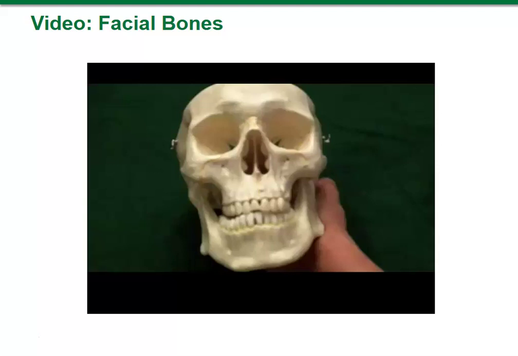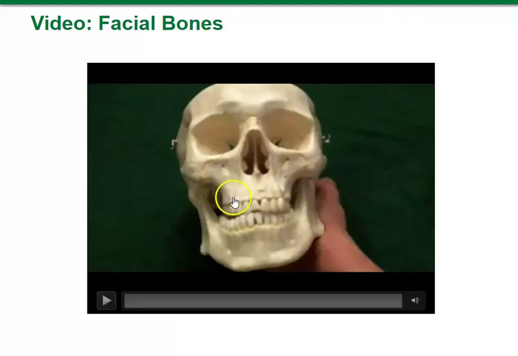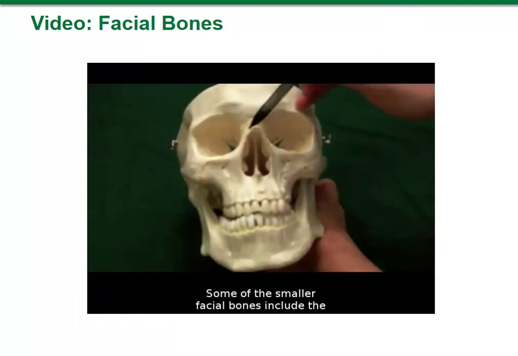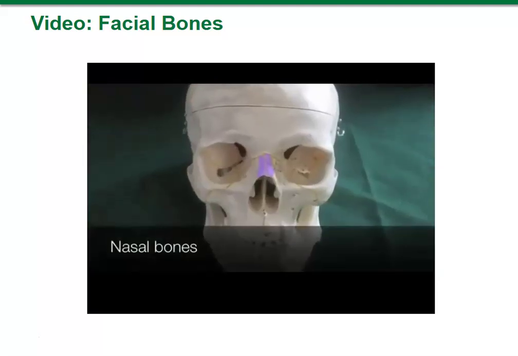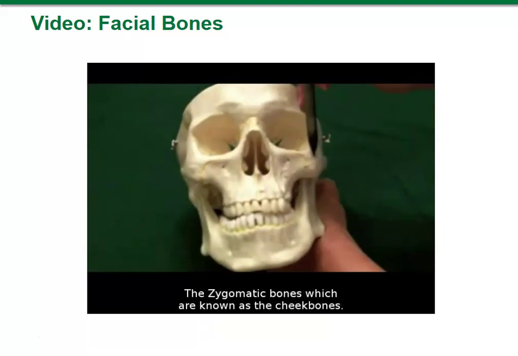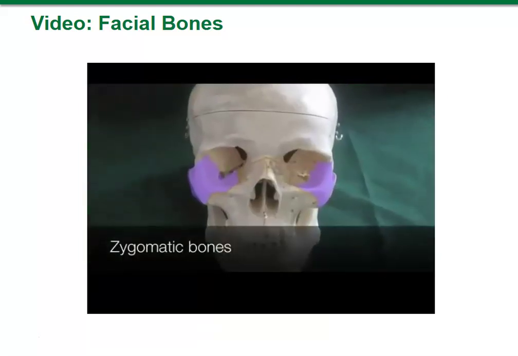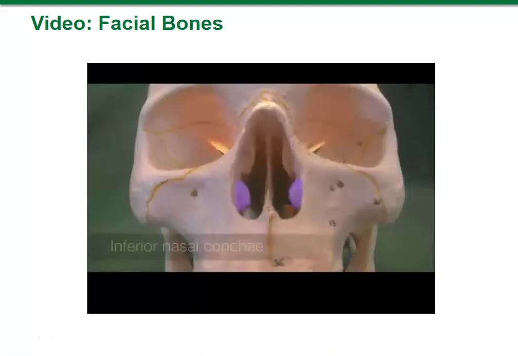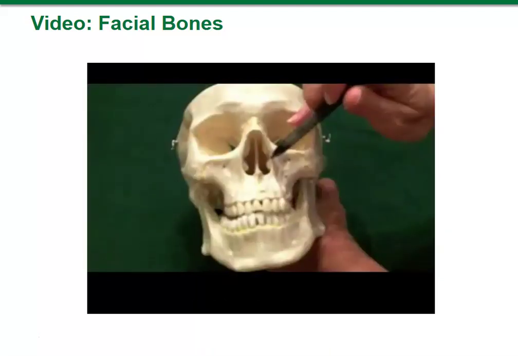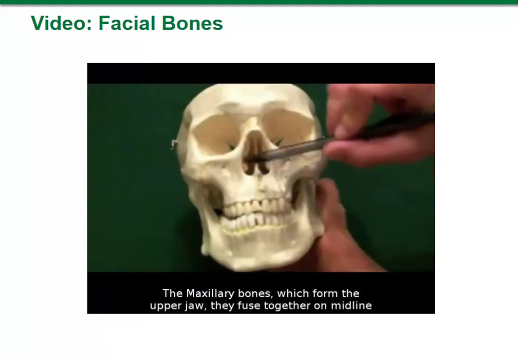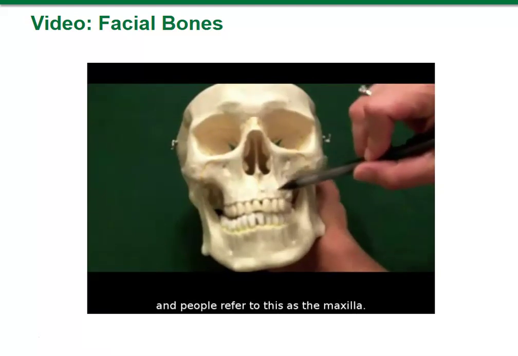There's some embedded videos within some of these PowerPoints, so I'll show you these. Some of the smaller facial bones include the nasal bones that make up the bridge of the nose, the zygomatic bones, which are known as the cheekbones, the inferior nasal concha, the maxillary bones, which form the upper jaw. They fuse together in midline, and people refer to this as the maxilla.